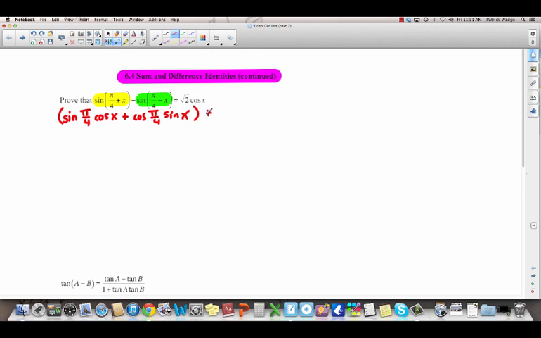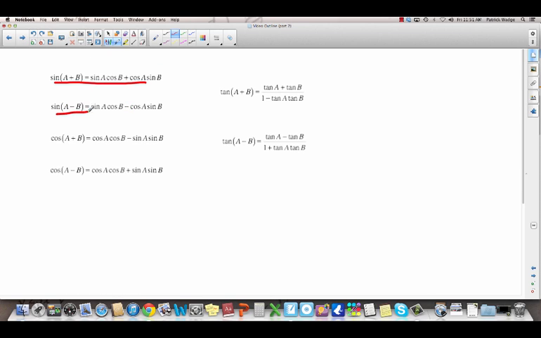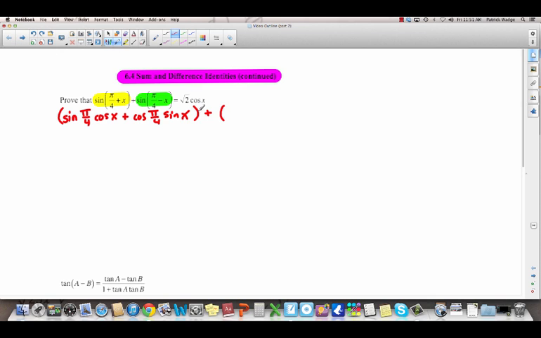Now I'm ready to do the green highlighted part. This is going to be a difference identity. It's sine a minus b, so that's this one this time. So we're going sine a cos b minus cos a sine b. It's exactly the same as the one above, except for that minus sign. So I can do this quite quickly. It is sine pi over 4 cos x, but now it's going to be minus cos pi over 4 sine x.